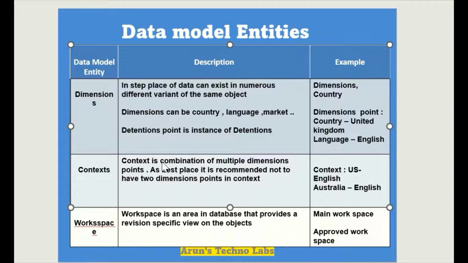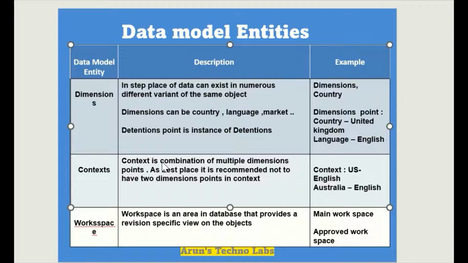Workspace. So there are two workspaces in STIBO: the main workspace and the approved workspace. The main workspace is the initial version of the product data. You can call it a draft version. Once the flow is approved, the product, when you see the revision, is approved. Then it goes to the approved workspace. Once it goes to the approved workspace, you can't change it unless it is rejected.